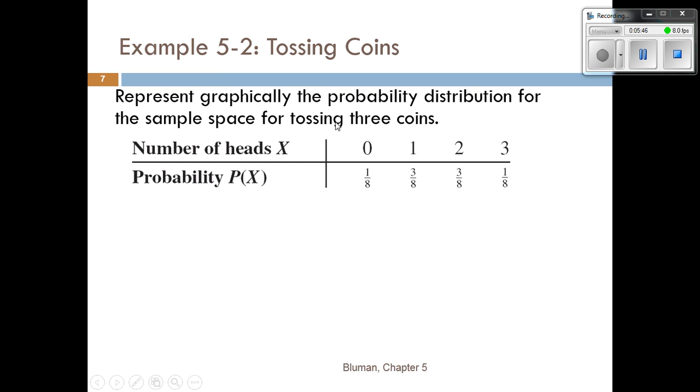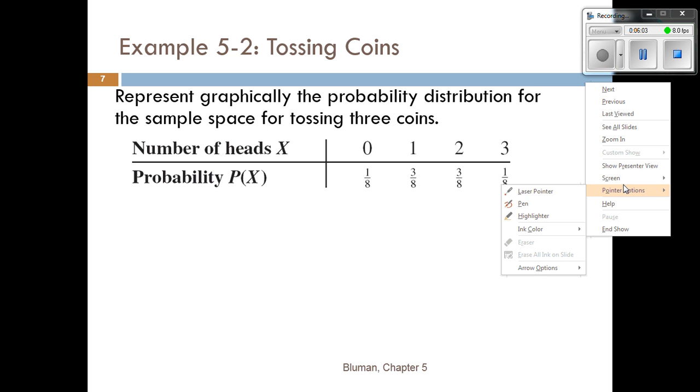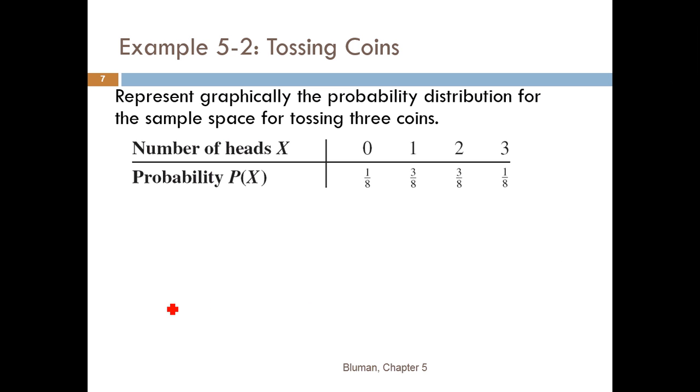The next one would be to represent graphically the probability distribution for the sample space for tossing 3 coins. So graphically is what they want us to do. Before we do that, I want to show you how they got these numbers. And again, I told you my little tablet's not working, so I have to do this with the mouse.